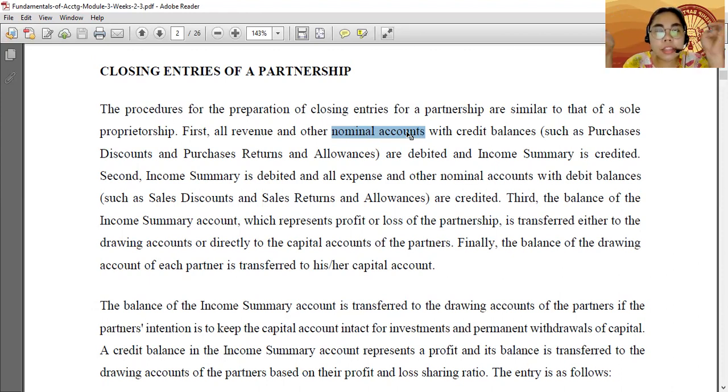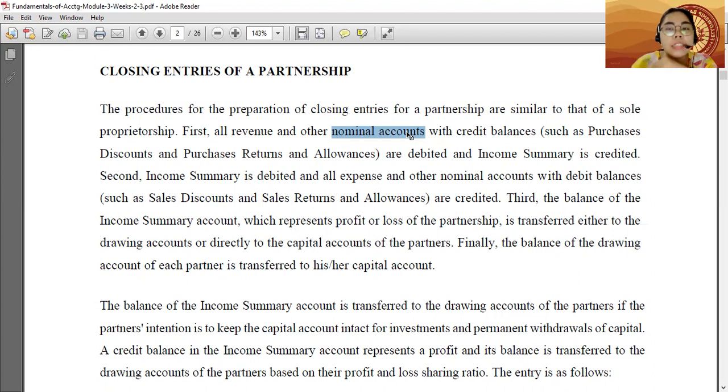And we debit the income summary account when we close the nominal accounts with a normal balance of debit. So we net these two, the credit and the debit, and the difference of it will be closed to the capital accounts of the partner if it is a gain or a loss. So if it is a gain, it is a credit to the capital account of the partners, and we decrease if it is a loss.